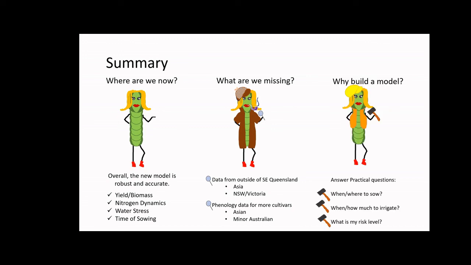But we were still able to use the model to target all of our aims, which is why we built the model. So our various sensitivity tests showed that we were able to target when and where to sow, and when and how much to irrigate to see that yield boost, and that can be used for risk level management on both of those fronts.